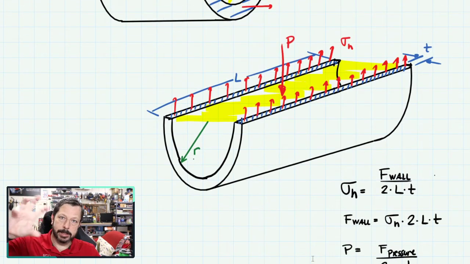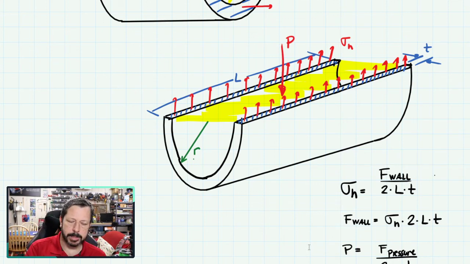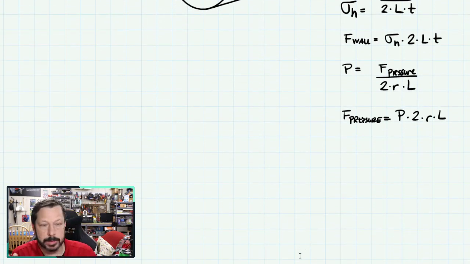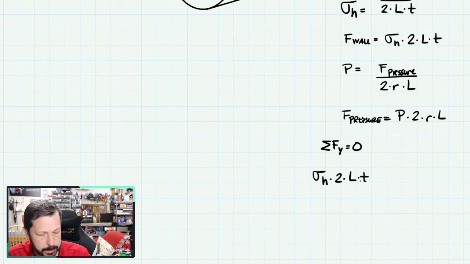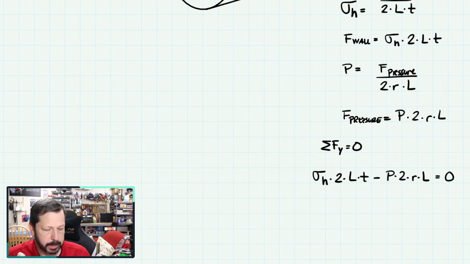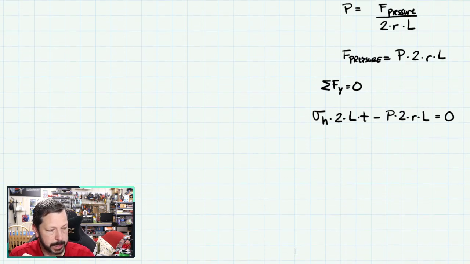Again, I could have oriented this any particular way. I drew it so that the arrows, even though the P arrow is kind of crooked there, are pointing straight down, and all the wall arrows are pointing straight up. So I can do a force balance in what I would call the Y direction and say that the wall force is sigma h times 2 times L times T, pointing up, and the pressure force is P times 2 times R times L, pointing down, and those have to add to 0 to be in equilibrium. And then I can solve for sigma h.